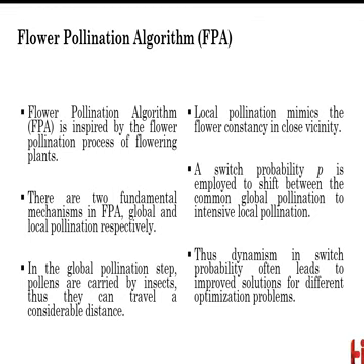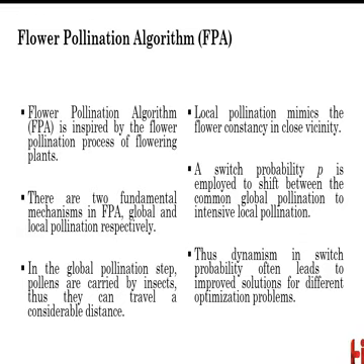Coming to the next algorithm, we have the flower pollination algorithm. This is inspired by the pollination process of flowering plants. And there are two fundamental steps in this flower pollination algorithm. One is a global pollination technique, and the other is a local pollination technique. In the global step, what happens? Your pollens are carried usually by the insects. So if they are carried by the insects, naturally they can travel a considerable distance. Whereas local pollination is usually available within a close vicinity or within a particular place.